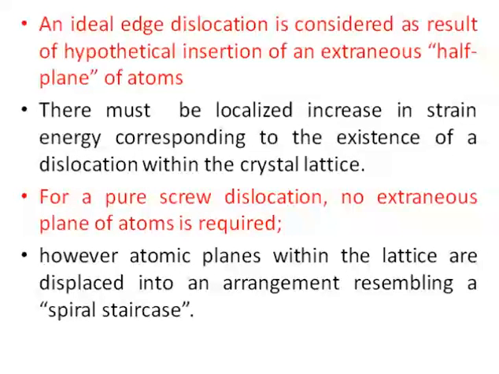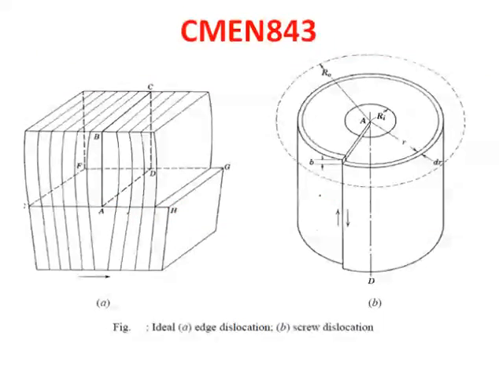So an ideal edge dislocation is considered to be a result of insertion of an extraneous half plane of atoms. Let me go back to the diagram. You can see that this lower plane, which doesn't have the top one, we assume that this defect is created by introducing this lower half plane at the bottom, whereas we don't have a corresponding one at the top.